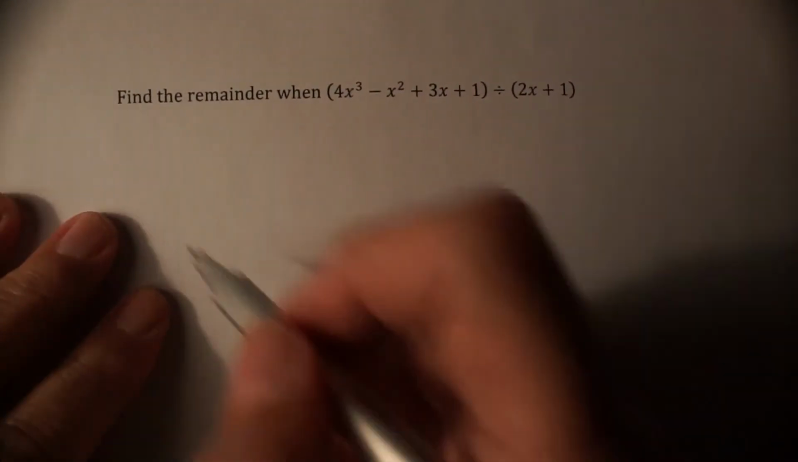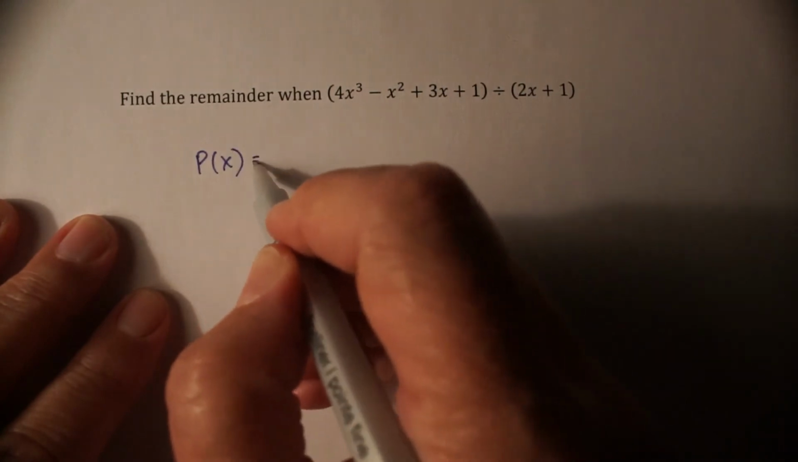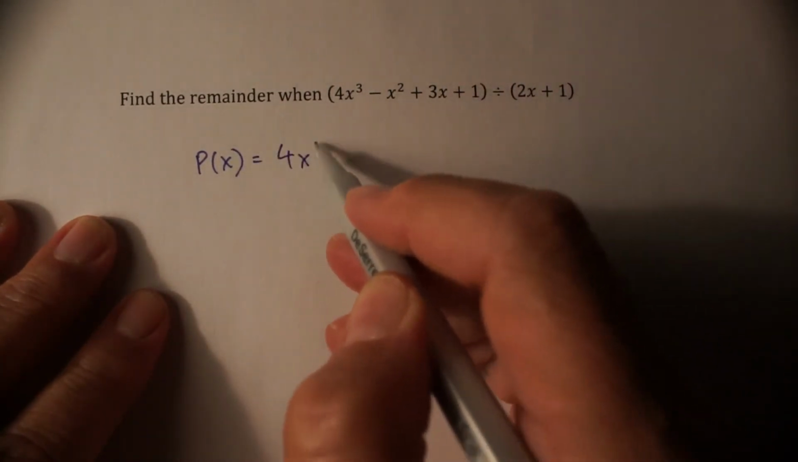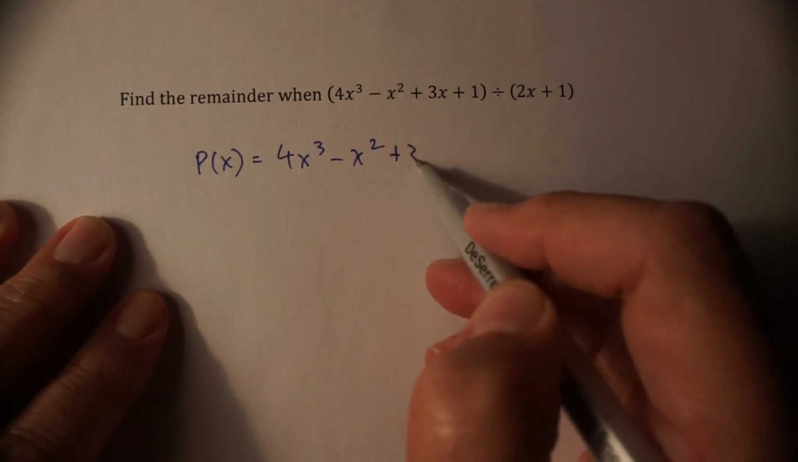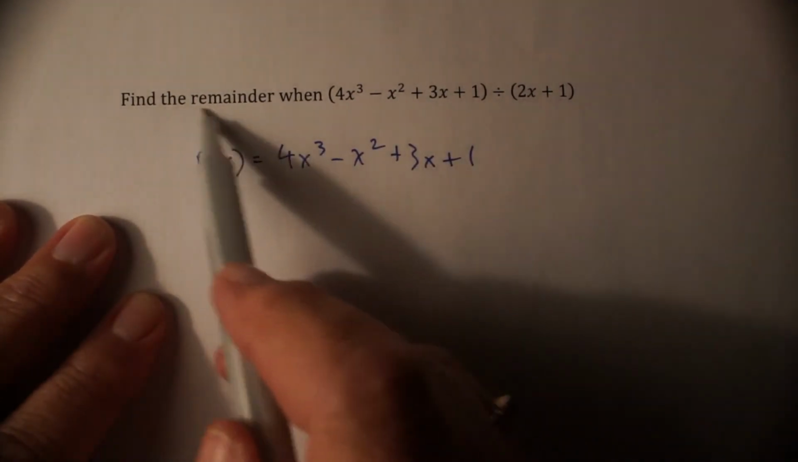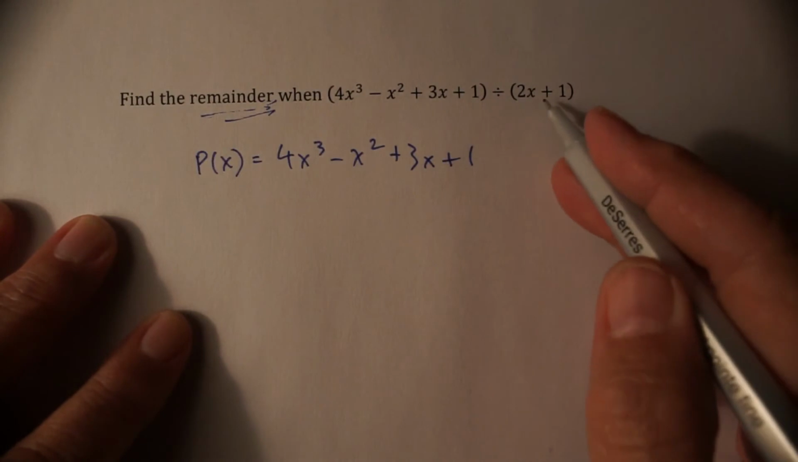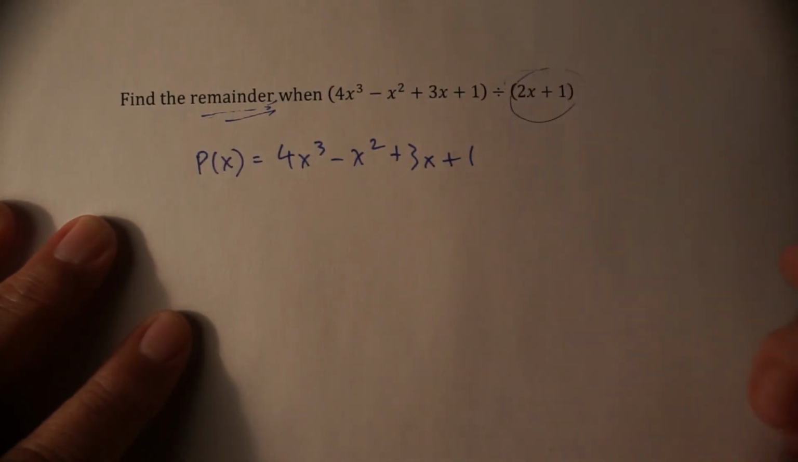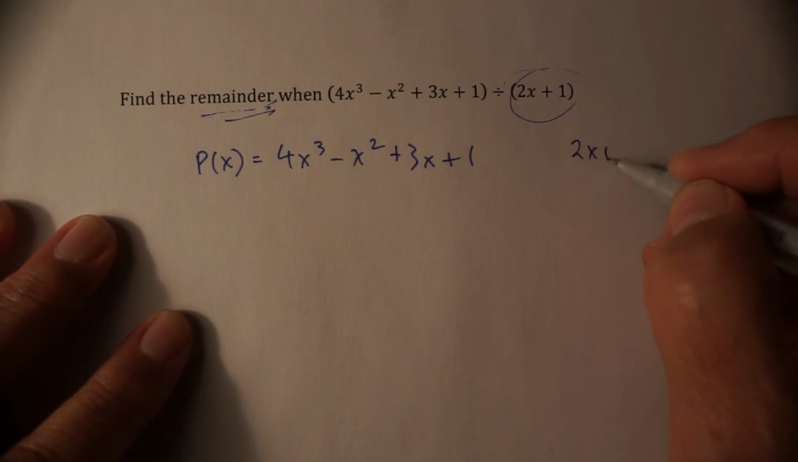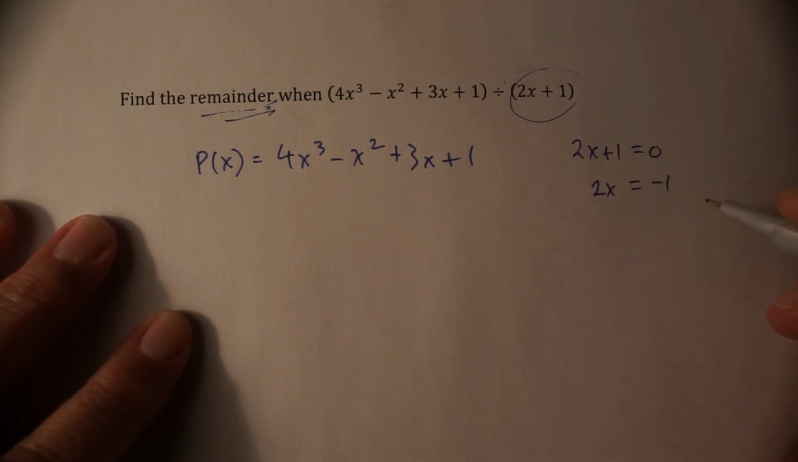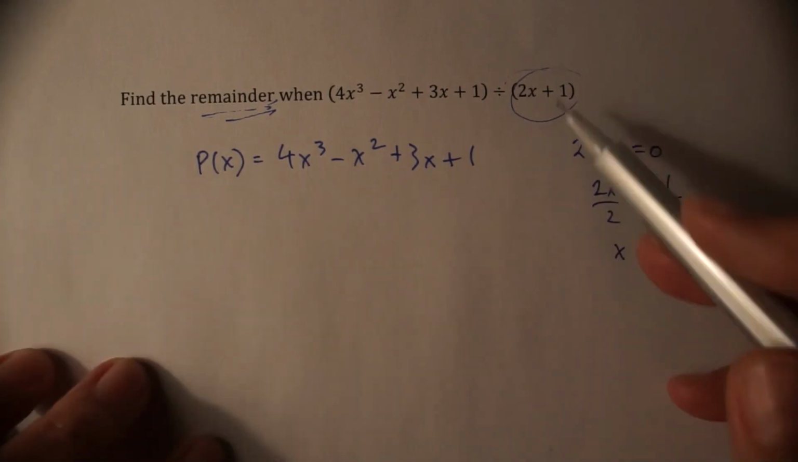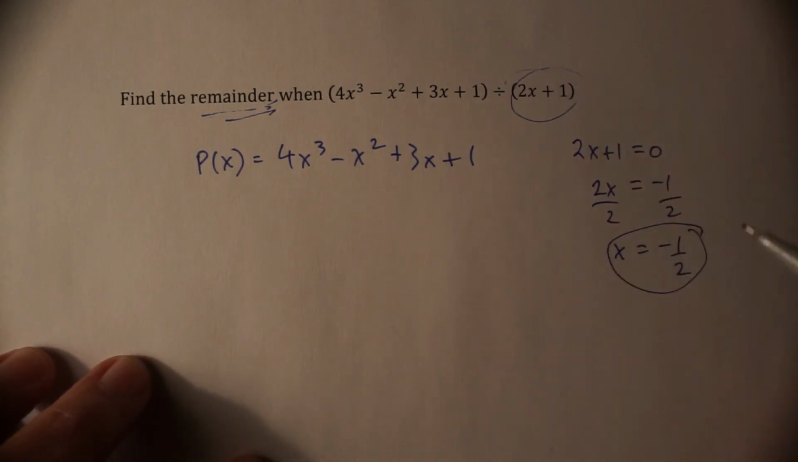This time I'm going to skip all that long division for obvious reasons. The polynomial that I'm going to plug into is going to be this one. 4x cubed minus x squared plus 3x plus 1. Because it doesn't ask us to divide, it says find the remainder. Okay, so what x would make that equal to 0? Well, it's not as obvious this time, so I'm just going to say 2x plus 1 equals 0 and find what x that would be. Oh, yes. x equals negative a half. So when x is negative a half, that will equal 0. So that number, when I plug it in here, is going to give me my remainder.